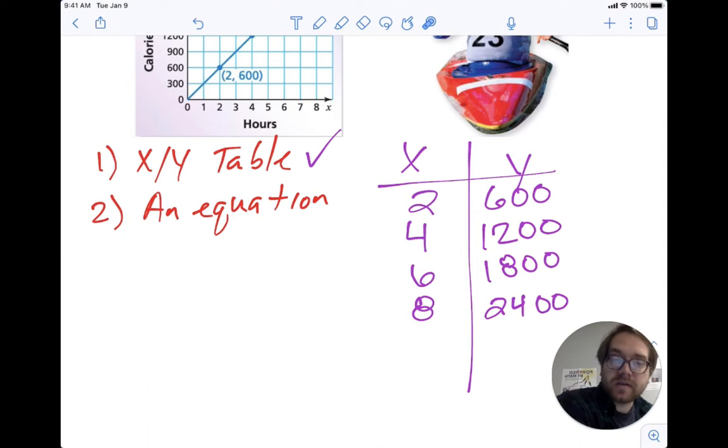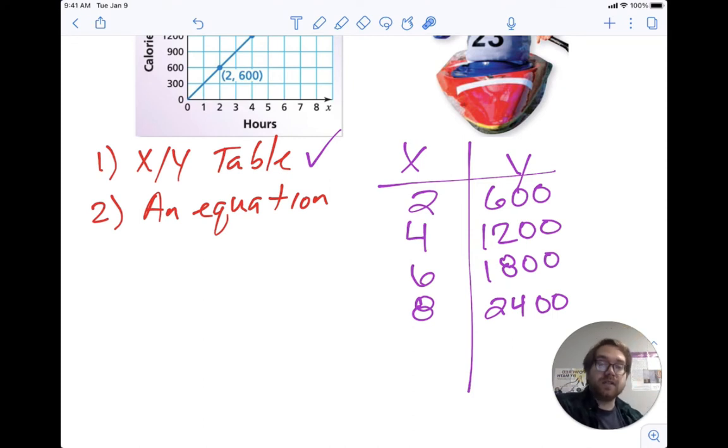function. And to do that, we do what we've been doing the last few days, which is try to figure out the pattern here. What's the relationship between 2 and 600, between 4 and 1200? How do I turn a 2 into a 600? Now you might say, well, that's a big number. I don't know how to do that. How do you go from a 2 to a 600?